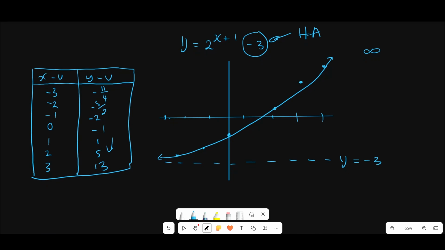So 5 divided by 2 is approximately 2.5, and 11 over 4 is approximately 3. These numbers keep on approaching 3, but they will never reach 3, and hence my function will be something like that.